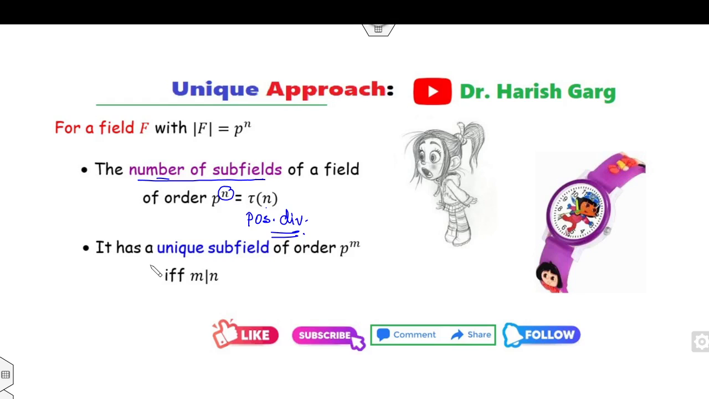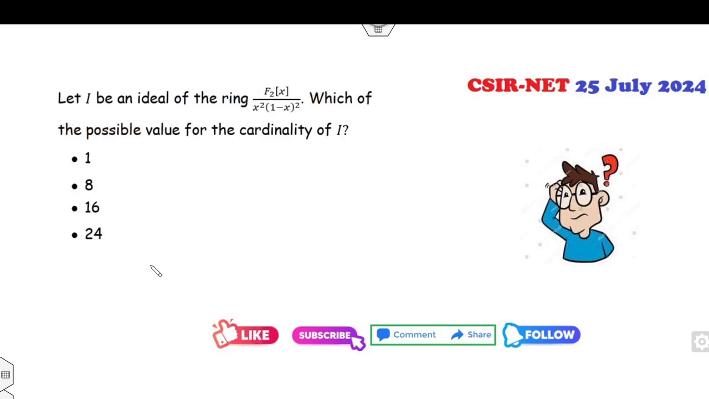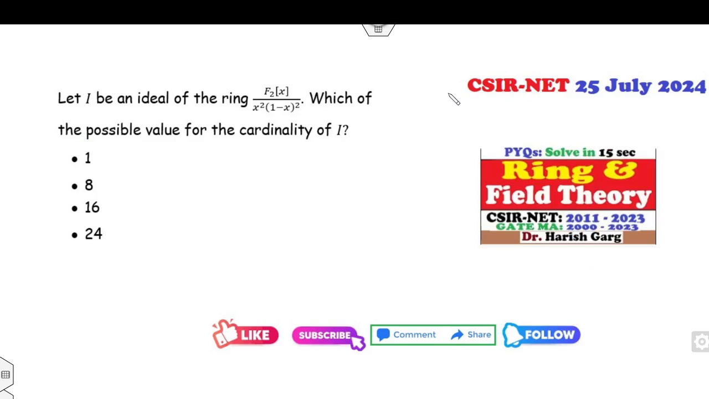Now, let I be the ideal of the ring, what is the possible value of the cardinality? What is the shortcut trick? As I mentioned again in this lecture, the cardinality of this I, if it's F_p[x] divided by f(x), what is the cardinality of this? It is p raised to power n, where n is the degree of the irreducible polynomial f(x).